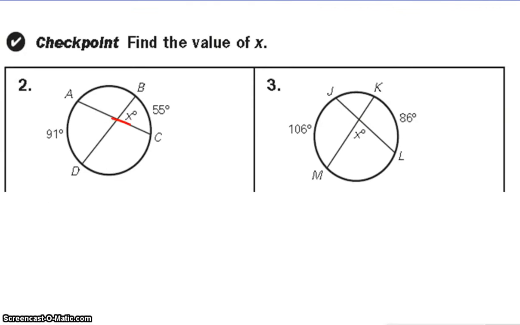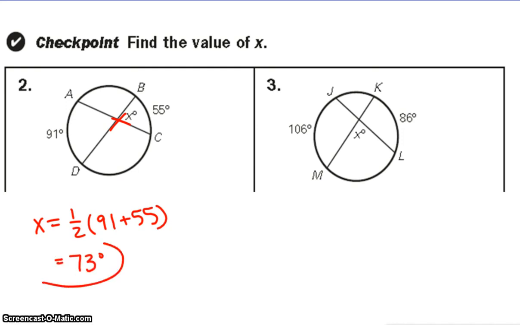Alright, since these angles have a vertex in the interior of the circle, we're going to add. So x will be equal to 1/2 of 91 plus 55. And that would be 73 degrees.